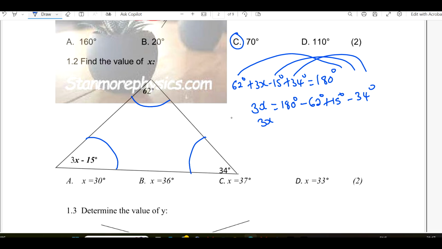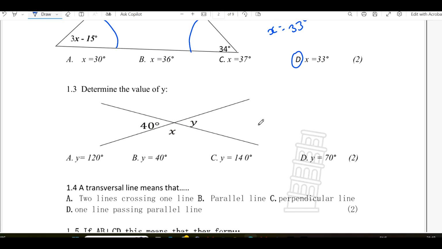So 3x is going to be 99 degrees. I will divide by 3. Therefore, my x is going to be 33 degrees. The correct answer is D.